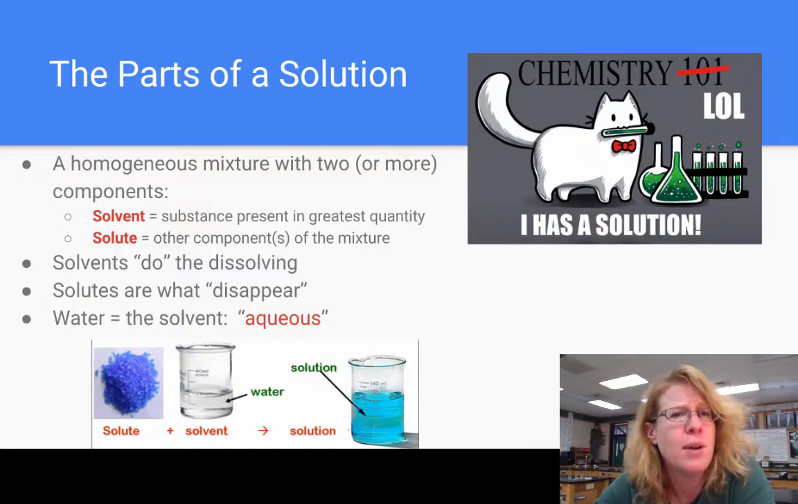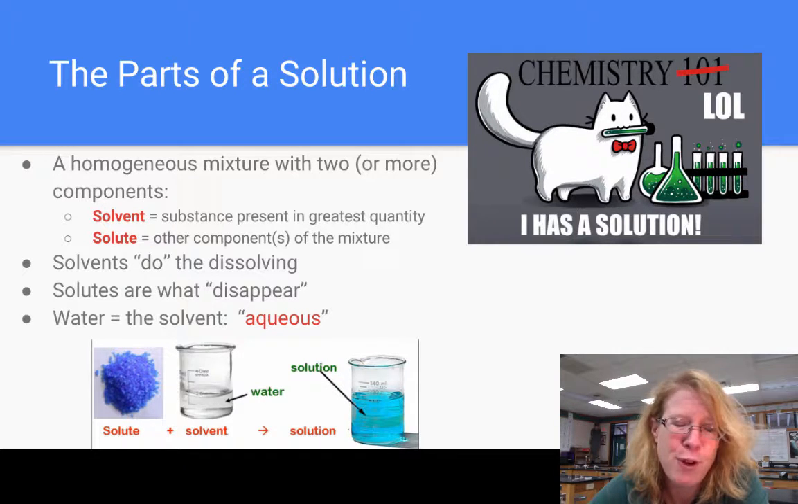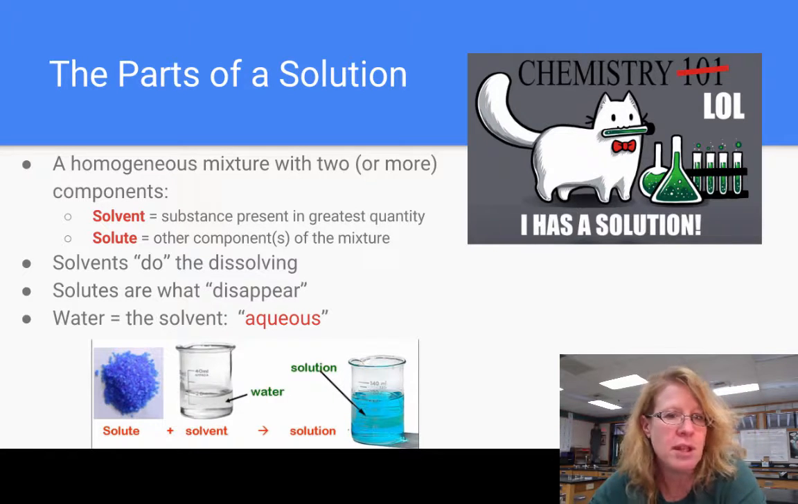Right? So in the last one, we talked about what a solution was, what the parts of it were, some basic vocabulary. So a solution is a mixture of at least two different components. You've got the solvent, which is the bigger component, and it does the dissolving. And you have the solute, which is the smaller component and generally looks like it disappears. So those are the two things that we've got.